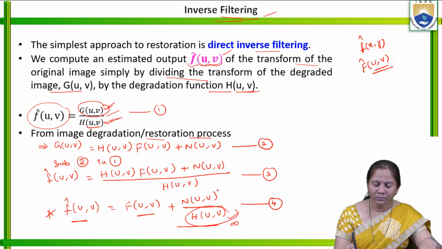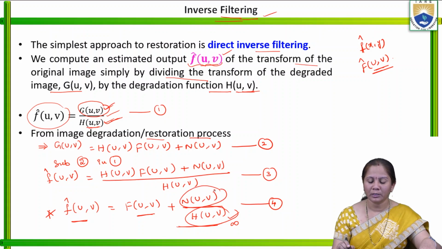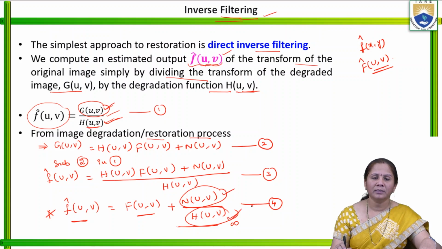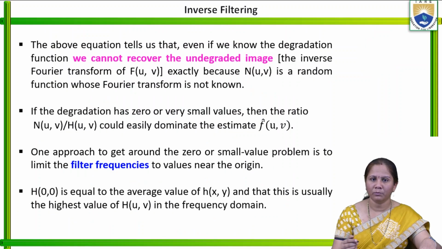This is the first case, and if we go for the second case, that is considering this n of u comma v. So what is this n of u comma v? It represents noise, the additive noise that we are going to have in the image. And calculating this noise is also somewhat different, because we cannot apply Fourier transform for this, because it will be changing randomly.